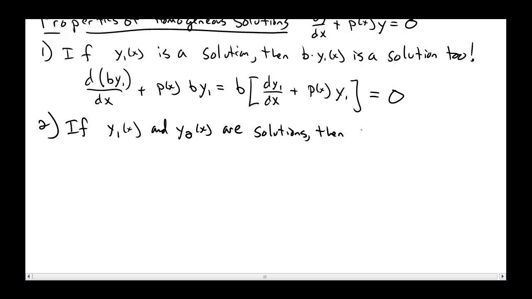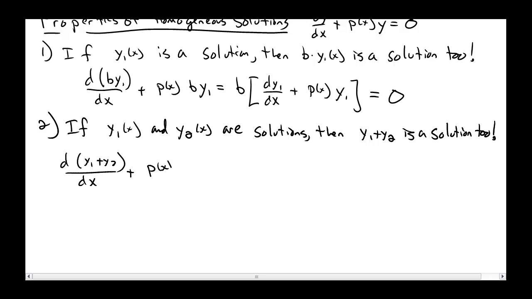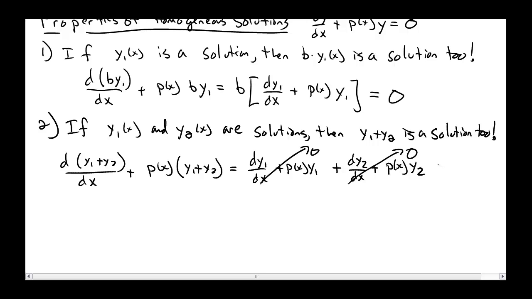Similarly, if y1 and y2 are both solutions, then the sum of these two, y1 plus y2, is also a solution. So we plug y1 plus y2 into our expression for the differential equation. And since this is linear, this just turns into two versions of the original equation for y1 and y2. Also, y equal to 0 is always a solution. So those are some properties of homogeneous solutions.